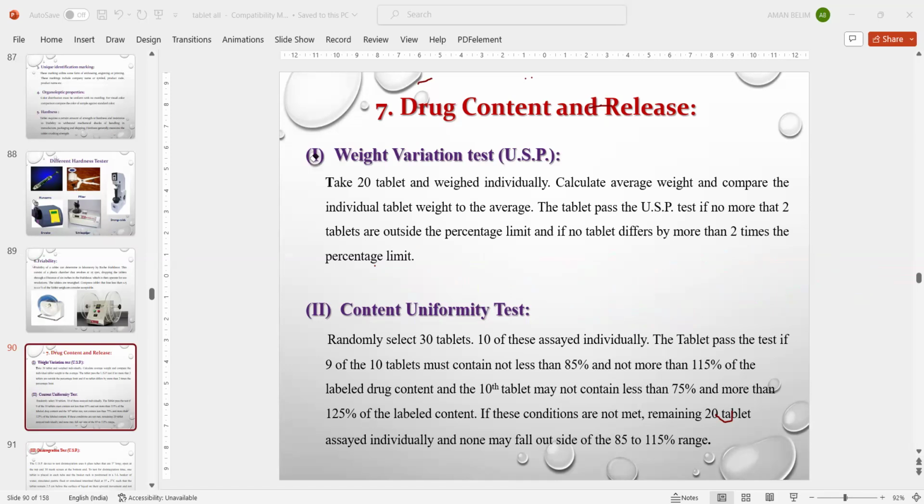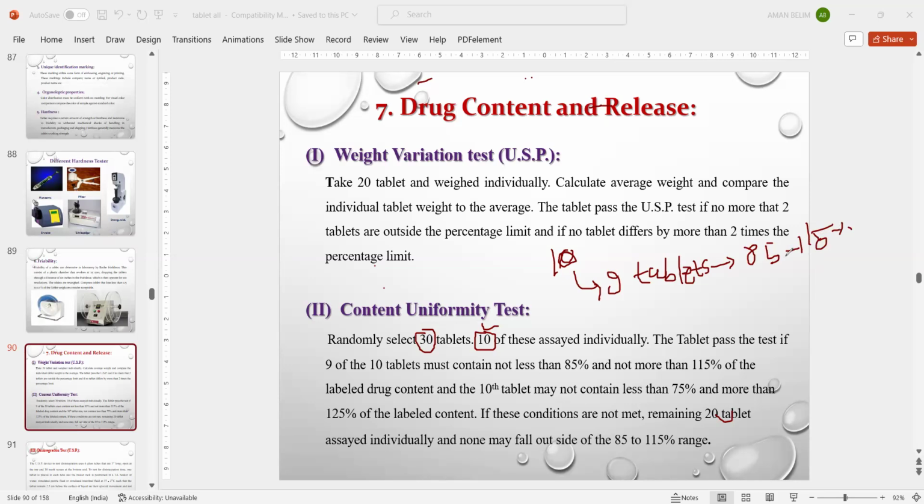Now, how to perform this test, the content uniformity test? We have to select 30 tablets, but before that, in the first step, we have to select 10 tablets. From those 10 tablets, 9 tablets must have the amount or percentage of API in the range of about 85 to 115%.